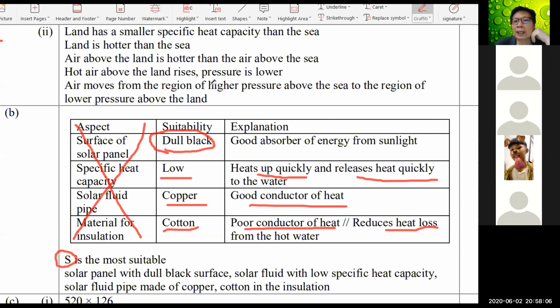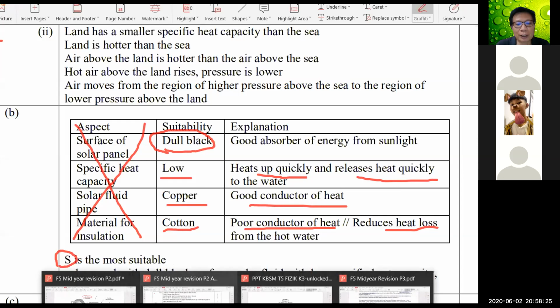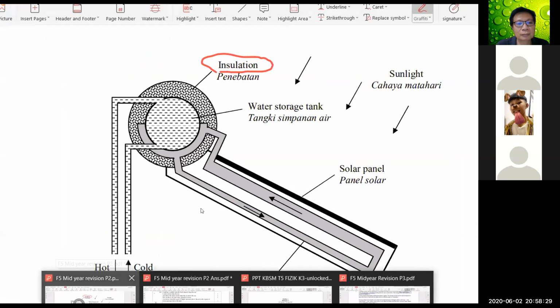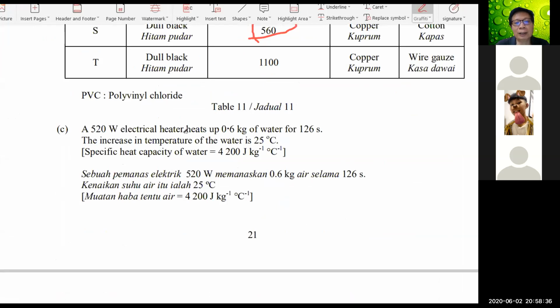Yeah, all right, we move on to the next one. The calculation. Okay, come, we look at the calculation part. A 1 kilowatt electric heater heats up 0.6 kilogram of water for 126 seconds. The increase in temperature is 25 degrees. Specific heat capacity of water is 4,200.